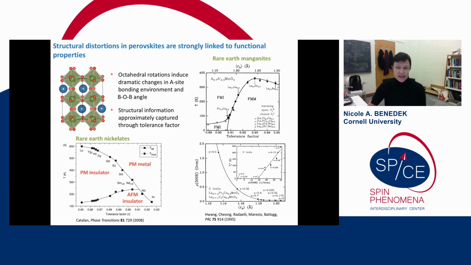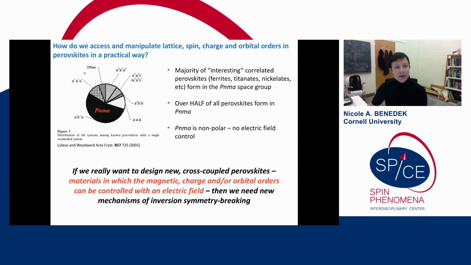So the problem here is that most correlated perovskites, or perovskites with interesting electronic or magnetic properties, crystallize in this Pnma space group, which is not polar. Right? So it's not clear how we might access or manipulate these properties in a practical way. And by practical, I mean ideally electric field control. In fact, over half of perovskites, that's this big slice of the pie here, crystallize in the Pnma space group.